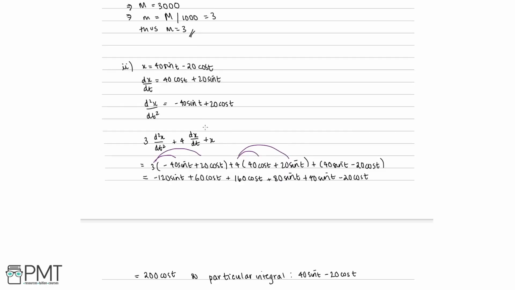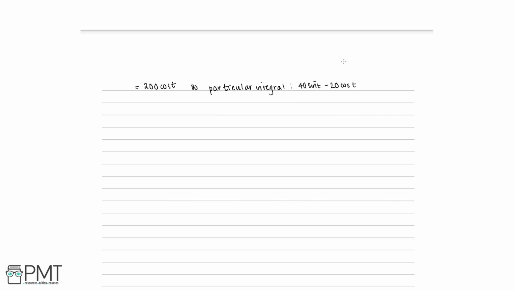Well, now we know that x, which is 40 sin t minus 20 cos t, is a particular integral of our differential equation, and thus, in order to find a general solution of our differential equation, we need to find the auxiliary equation. Well, we know that our differential equation is 3 multiplied by the second derivative of x plus 4 multiplied by the derivative of x plus x is equal to 200 cos t, and thus our auxiliary equation will be 3 lambda squared plus 4 lambda plus 1 is equal to 0.